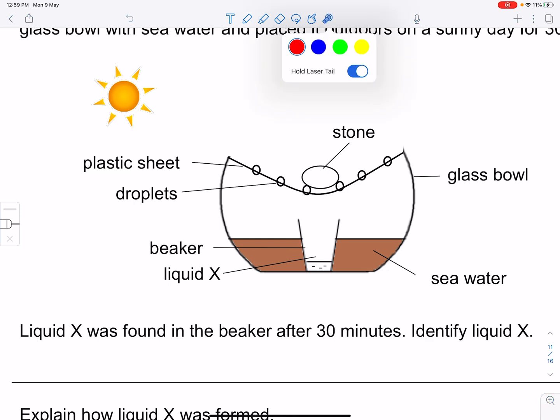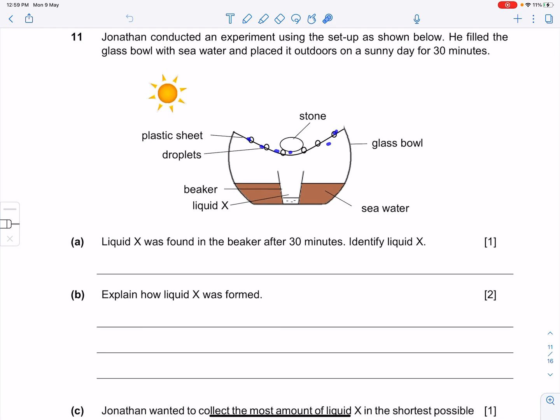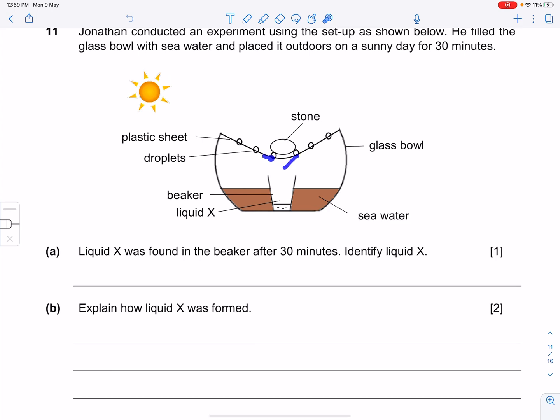So in short, it is actually a water cycle. Your sun will give off heat. The heat is then absorbed by the water here. Your water will then gain heat and evaporate. After that, it goes up, touches the cooler surface over here, loses heat, and then condenses into water droplets over here. Then it flows towards the center and drips down. So liquid X would be pure water.